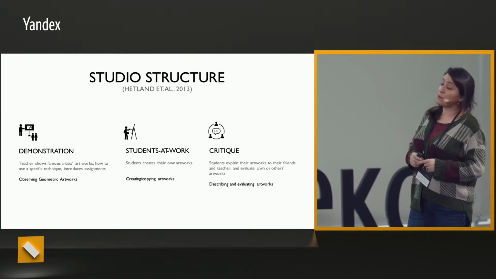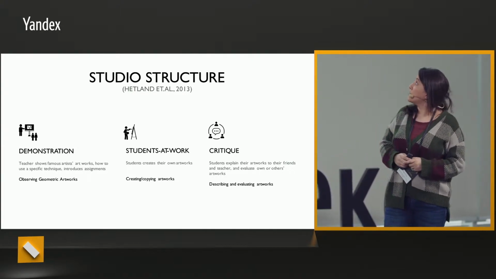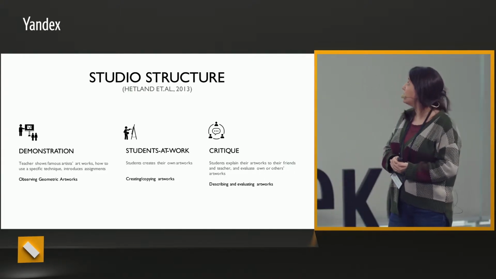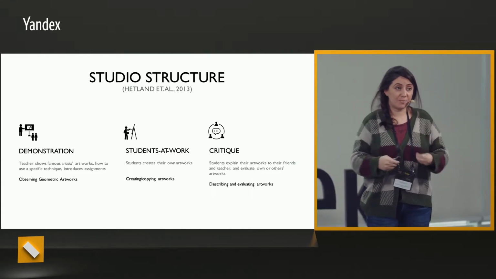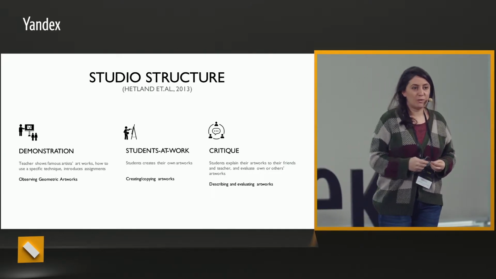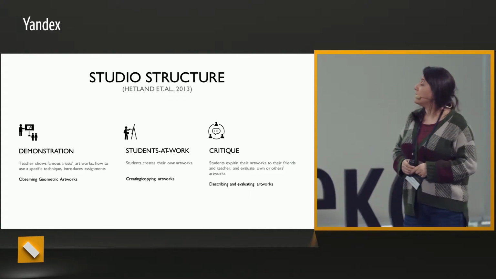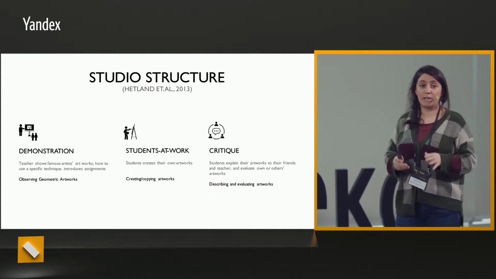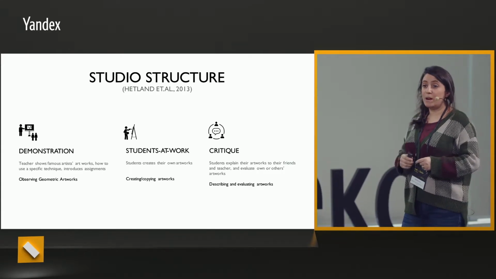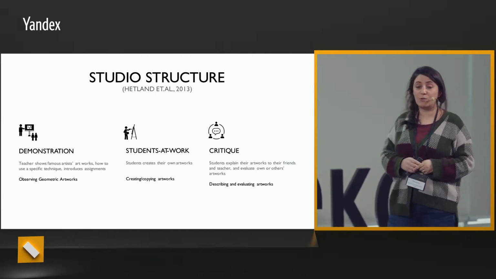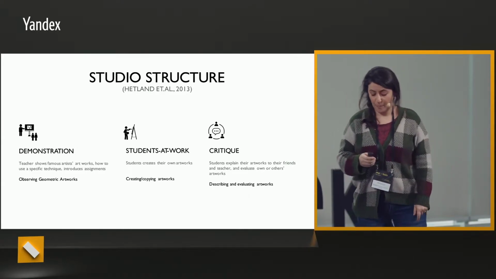And they also identified 3 structures of the studio. Firstly, demonstration, and the second one, students at work part, and the last one, critique part. These parts can be used interchangeably depending on the nature of task. We adapted these structures into our context, as observing geometric artworks individually and then with their friends. And then they were asked to create and copy artworks. And lastly, they were asked to describe and evaluate their own artworks and their friends' artworks.